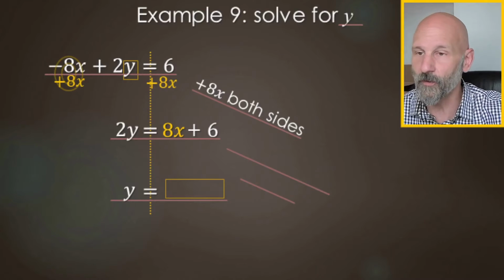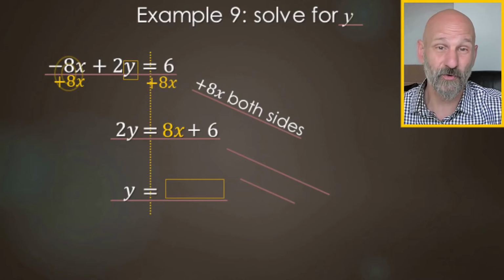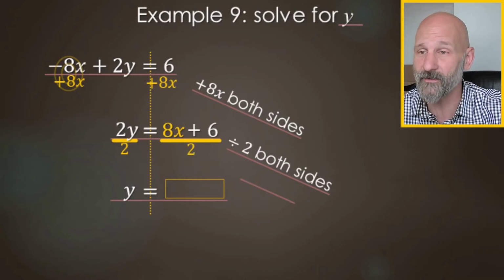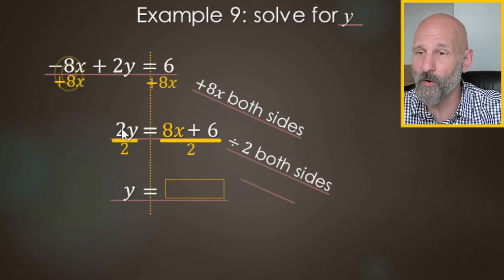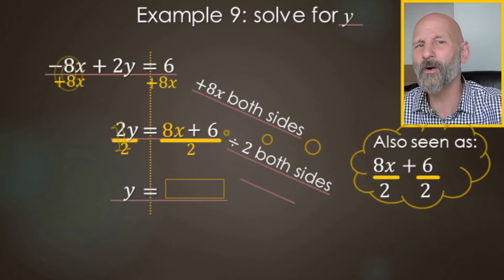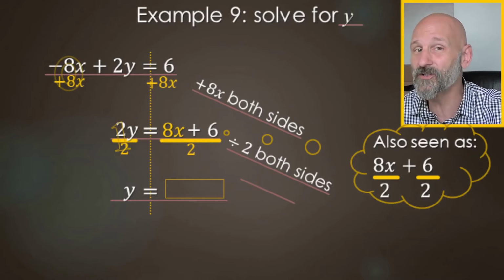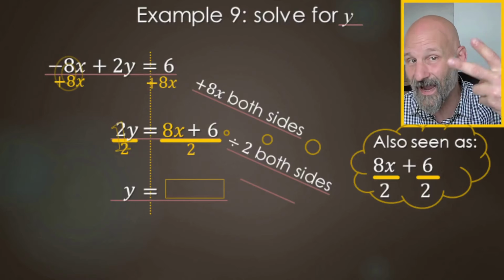All right, so next up, we have a 2y here. We don't want the 2 there anymore. 2 is being multiplied by y, so we're going to undo that with a divide by 2 to both sides. Okay, so here we have 2 over 2 just makes 1 y, so that part's done. Now this part over here might look a little bit confusing. You can also write it like this, or think of it like that. Okay, either way, that 2 is being divided to both terms, the 8x and the 6.